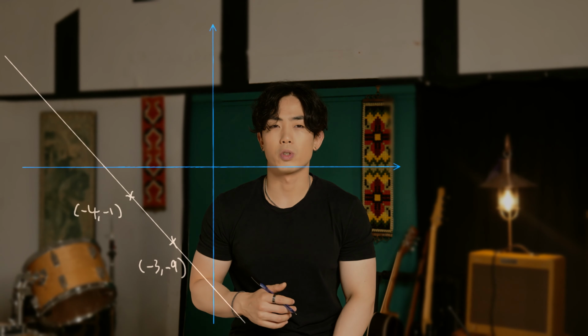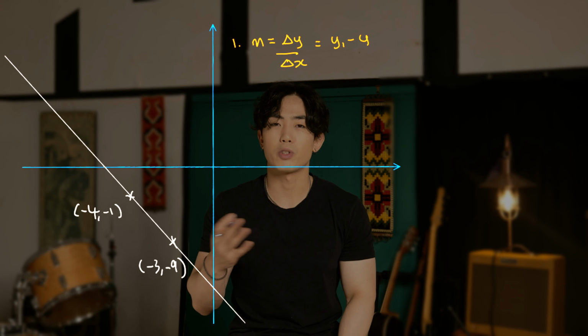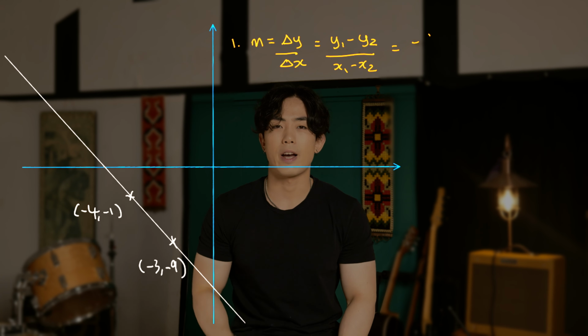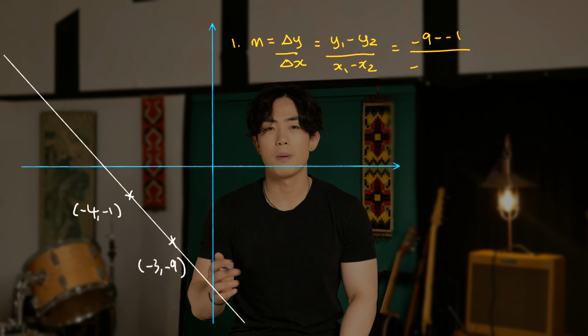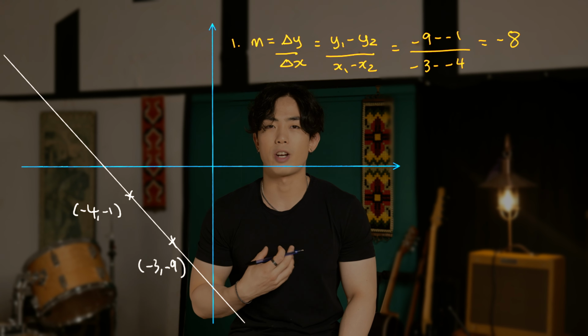Let's say we have two coordinates, (-4, -1) and (-3, -9). And we want to find the straight line equation linking those two together. First things first, gradient, change in y over change in x. It doesn't matter which one you use first, so I'm going to say -9 minus -1 over -3 minus -4, which gives me -8. That's going to be my gradient value.